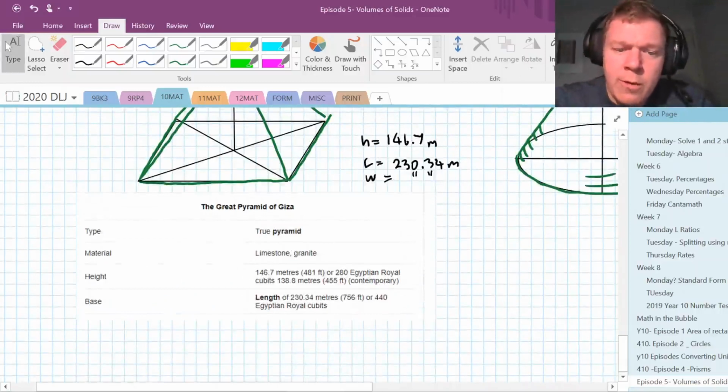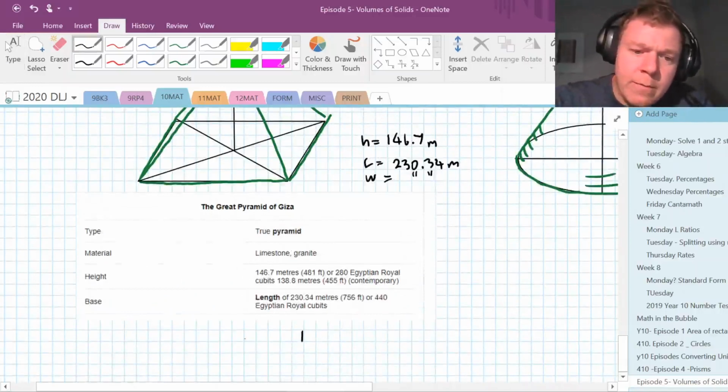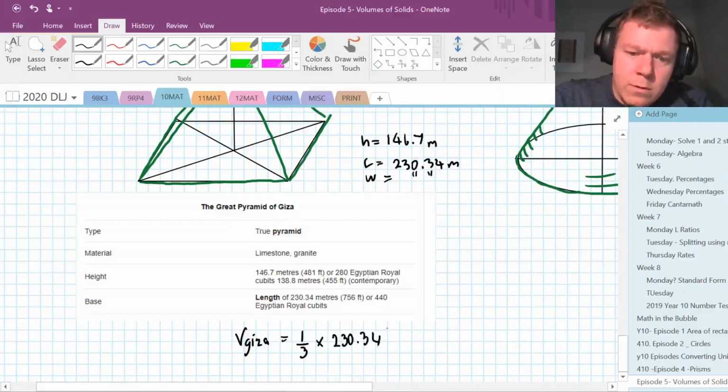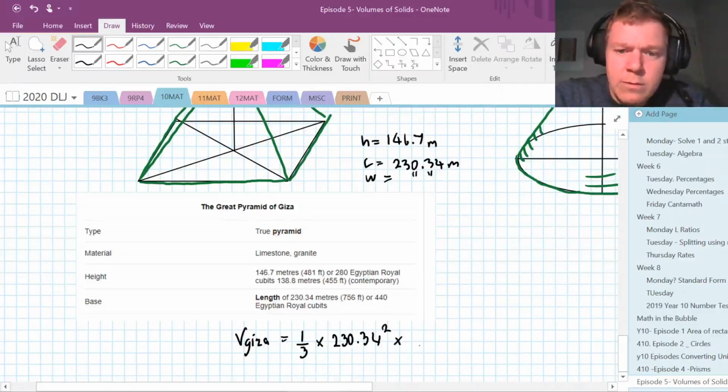So the volume of the Pyramid of Giza, V Giza, equals 1/3 times 230.34 squared times 146.7 meters.